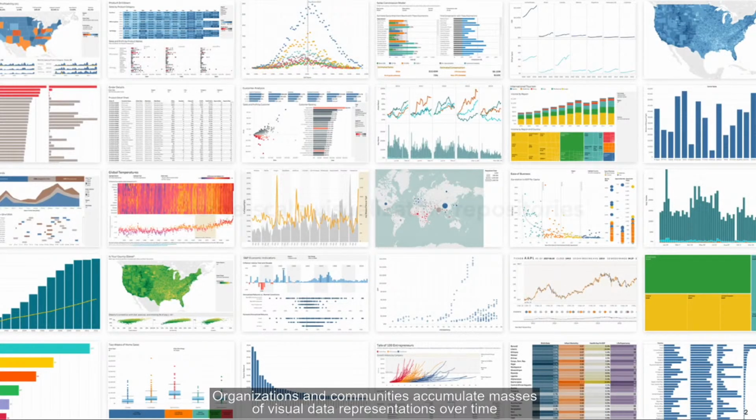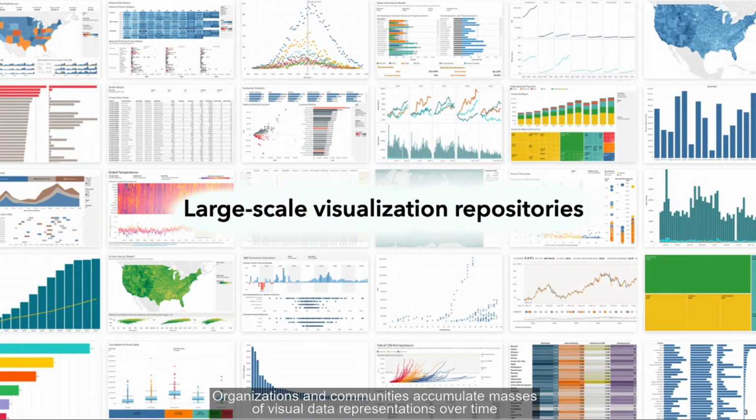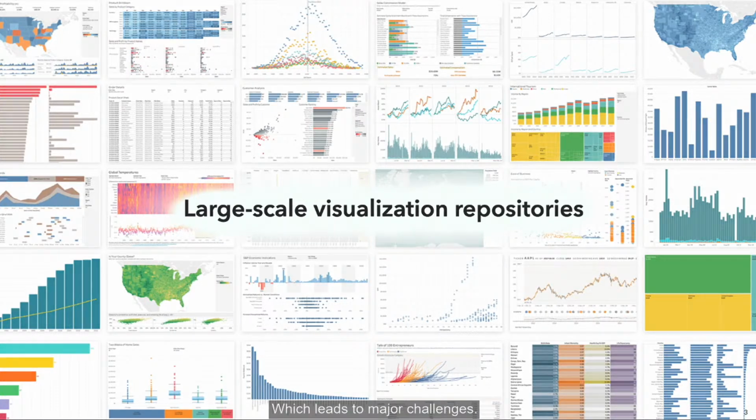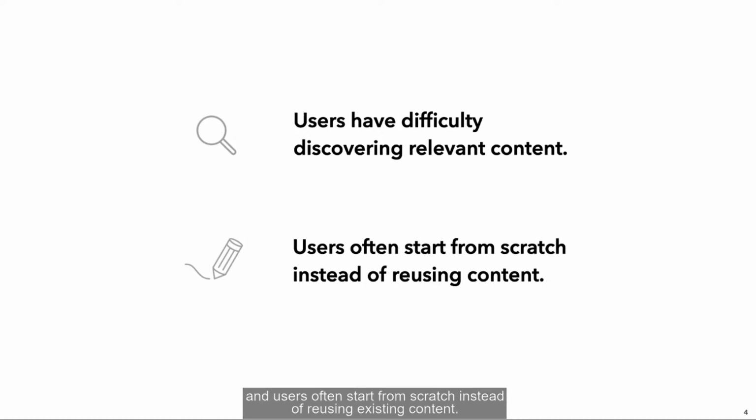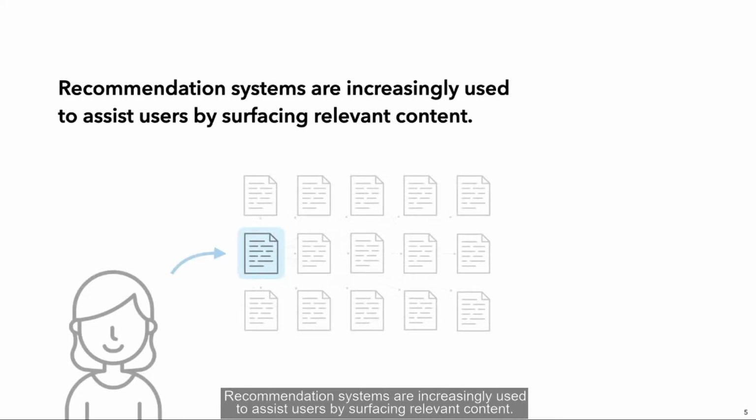Organizations and communities accumulate masses of visual data representations over time, and large-scale visualization repositories emerge, which leads to major challenges. Users have difficulty in discovering relevant content, and users often start from scratch instead of reusing existing content. Recommendation systems are increasingly used to assist users by surfacing relevant content.